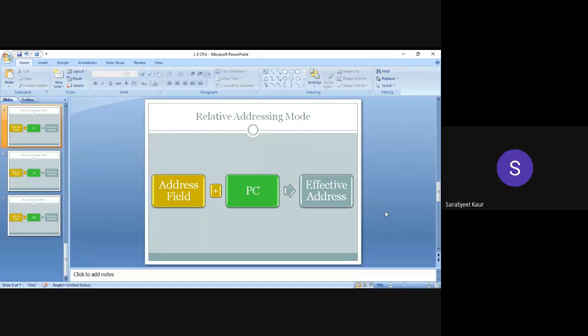Okay, so in relative addressing mode, we add the address field to the PC. Then in index register mode, the address field is added to the index register, also sometimes referred to as XR. And then in base addressing mode, the address field is added to the BR. So the mechanism is the same. Is this clear?